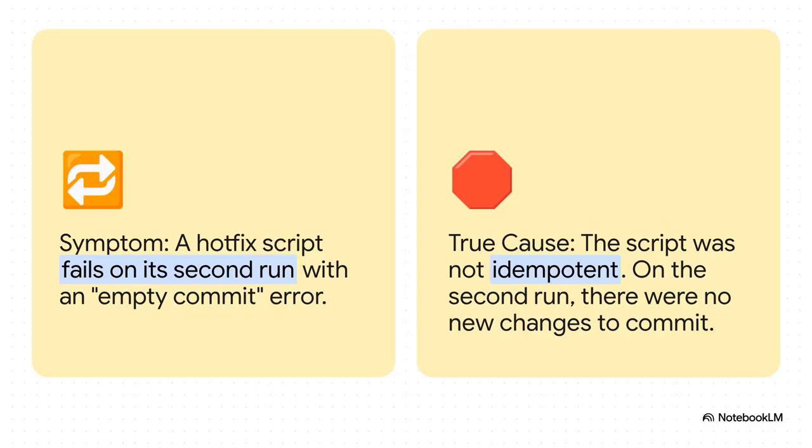All right, our last ghost for today. It's a script that works perfectly the first time, but if you dare run it a second time, it crashes. In this case, it was a script using git commit --amend. The second time it ran, Git said, hey, there's nothing new to amend, and it threw an error, which is correct. The problem wasn't Git, it was the script. It wasn't idempotent, a fancy word for safe to run over and over. A good script should handle that nothing-to-do case gracefully.